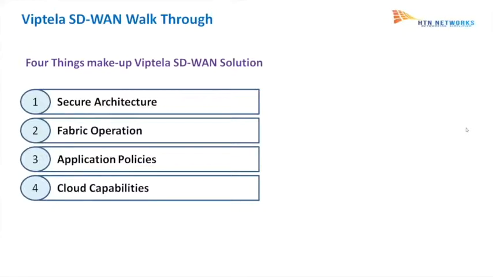And then there are four main things which make up the Viptela SD-WAN solution. One is the secure architecture. Second is the fabric operations. Third is the application policies. And fourth is cloud capabilities. Now we'll look into all these four components one by one.